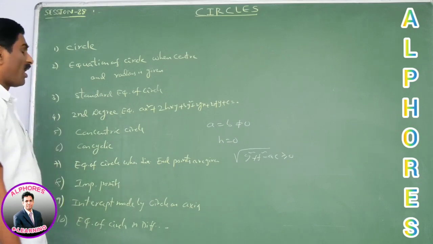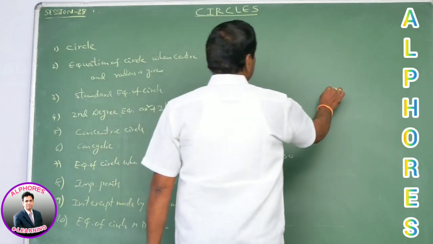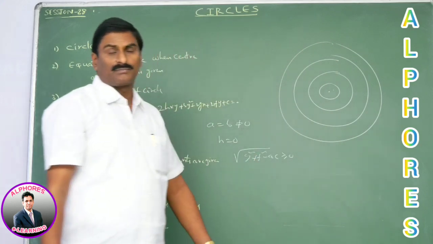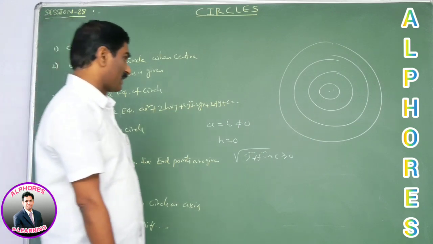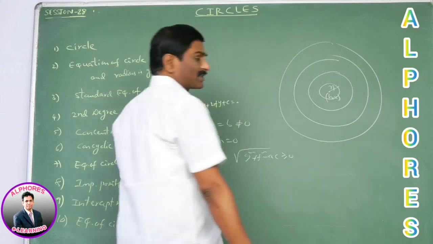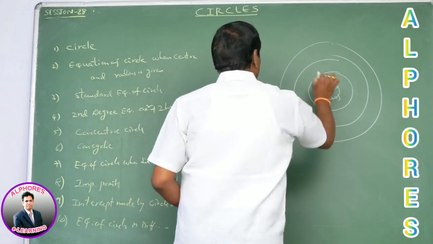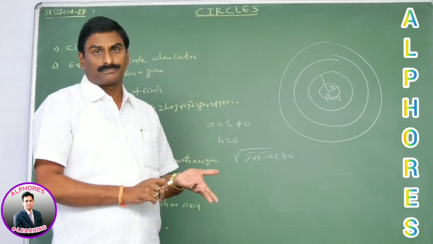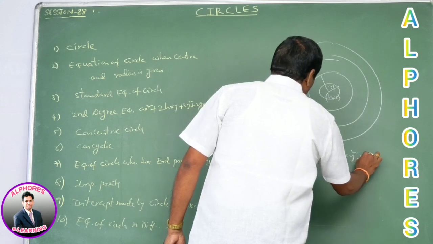Next, concentric circles. If two or more circles have the same center but different radii, these are said to be concentric circles. Suppose the center of the circle is h, k, and the radius of the first circle is r1. The equation of the circle is x minus h whole square plus y minus k whole square is equal to r1 square. The equation of the second circle is the same, x minus h whole square plus y minus k whole square is equal to r2 square.